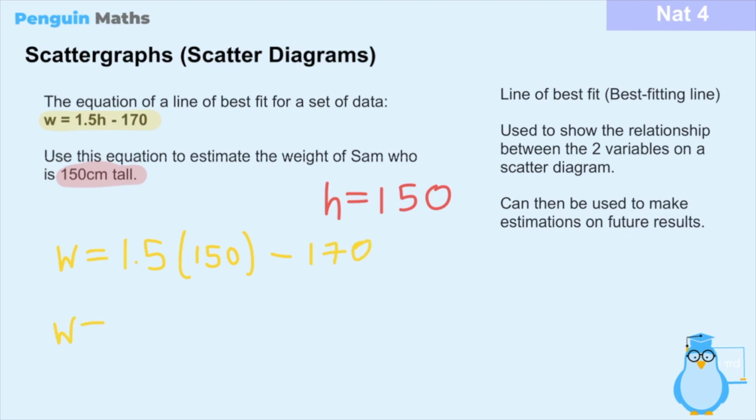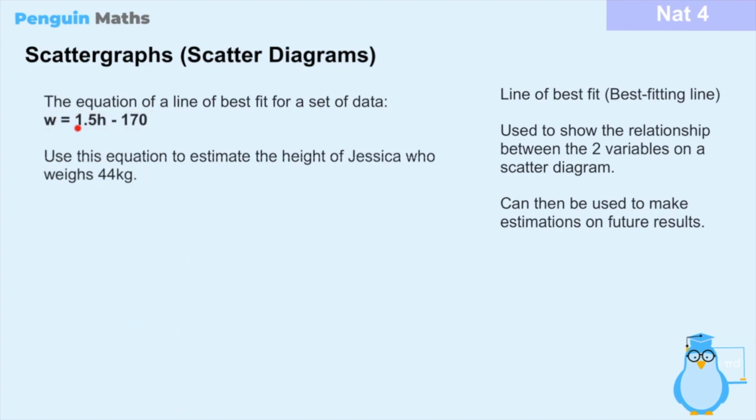So what we have to do is multiply first 1.5 by 150, and that would give us 225 minus the 170. And then finally the estimation of the weight would just be 225 minus 170, which would give us 55. So that would mean that the estimation of the weight would be equal to 55 kg.